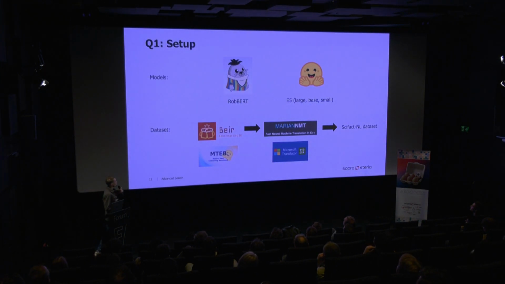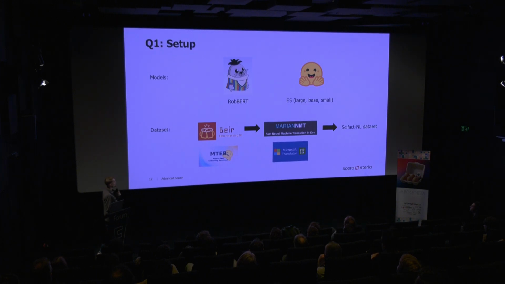So for evaluating Dutch models, we have RobBERT, which is a Dutch model, and we have a family of E5 models, which were released by Microsoft Research, and they're multilingual. We would like to see whether it's better for our clients that have Dutch data to actually use a Dutch model or a multilingual one.